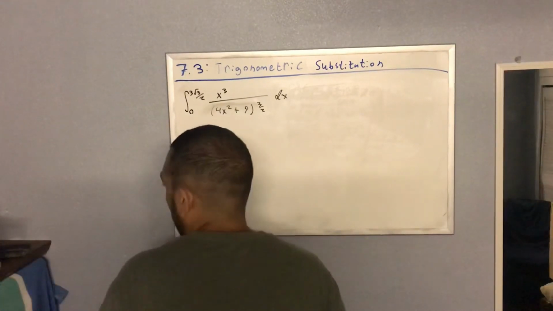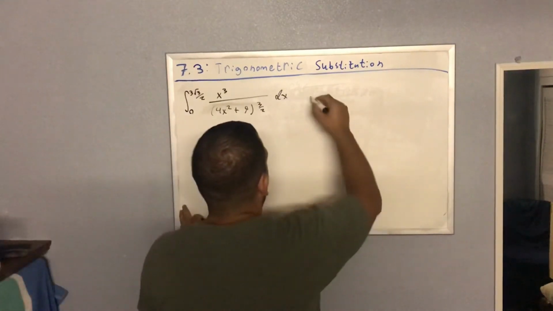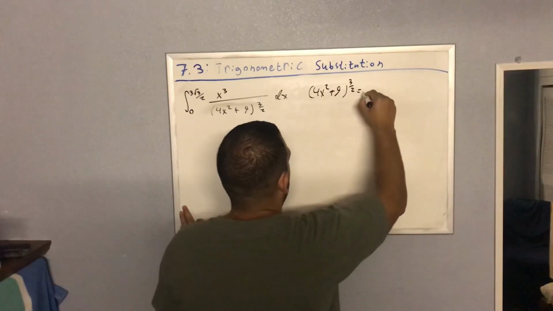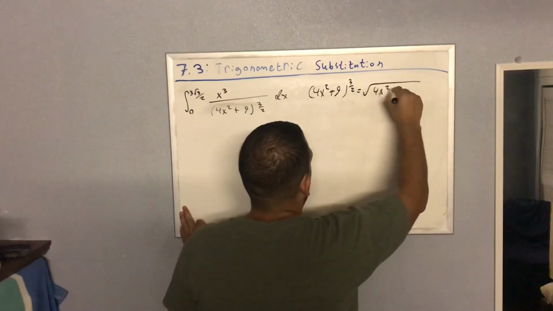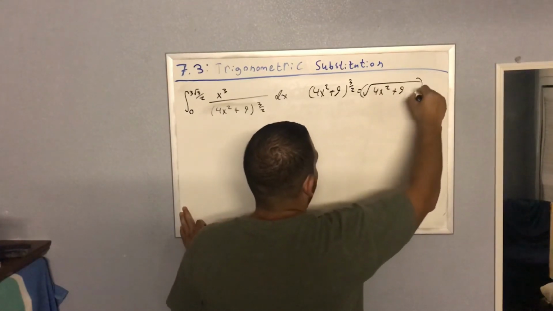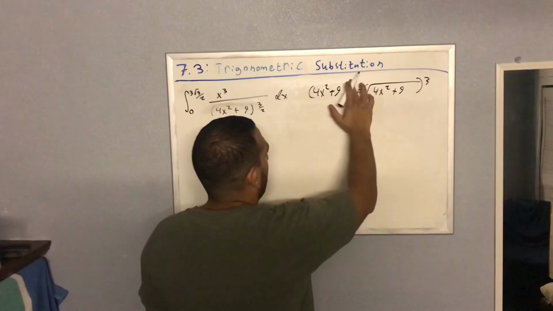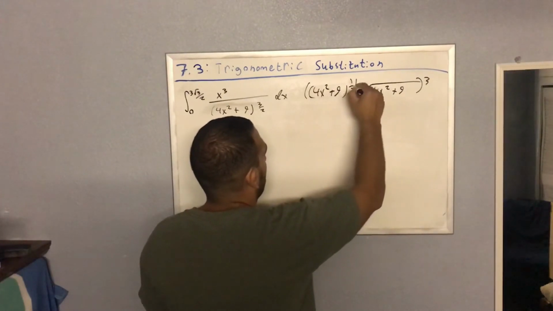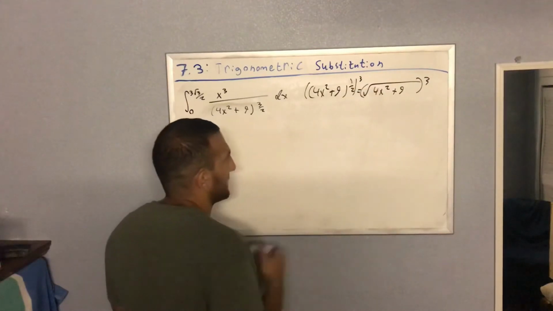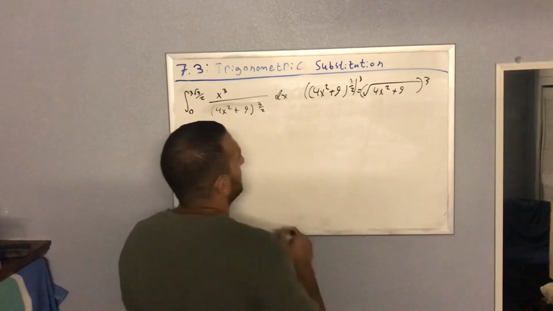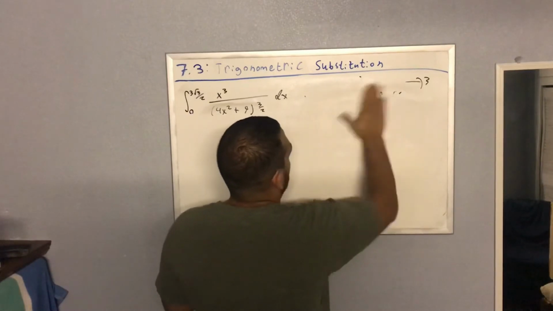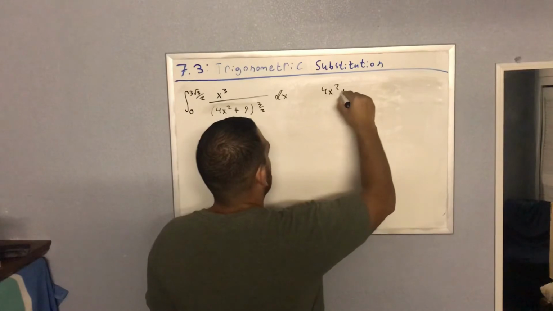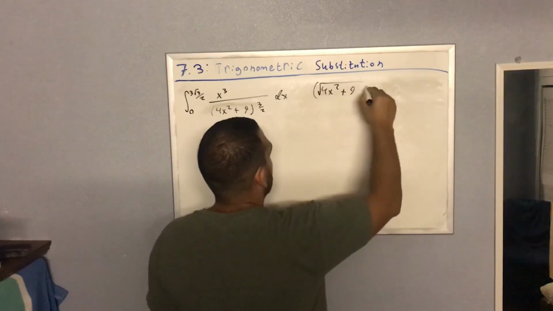Okay, so now let's just do a little bit of algebra on the side. We know that 4x squared plus 9 to the 3 halves is the same thing as the square root of all of this cubed. Because the 1/2 does a square root, and then that result, you can cube that. And that's the same thing as taking the 3 halves power. So we have 4x squared plus 9, square root of this cubed.